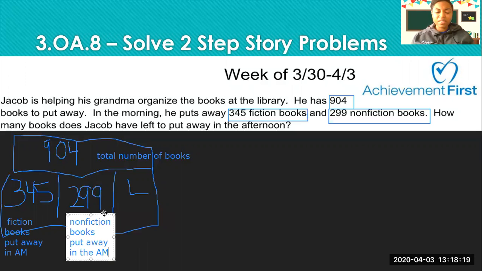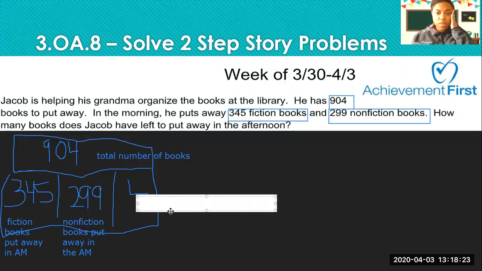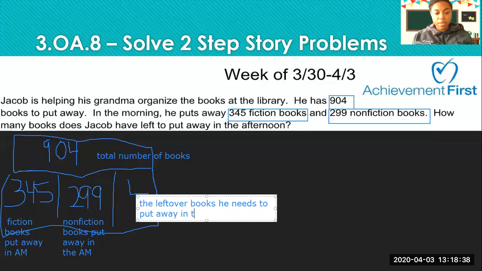So now let me think, this missing part, what does that represent? That's going to represent the leftover books he needs to put away in the PM, in the afternoon, after he takes his little break.